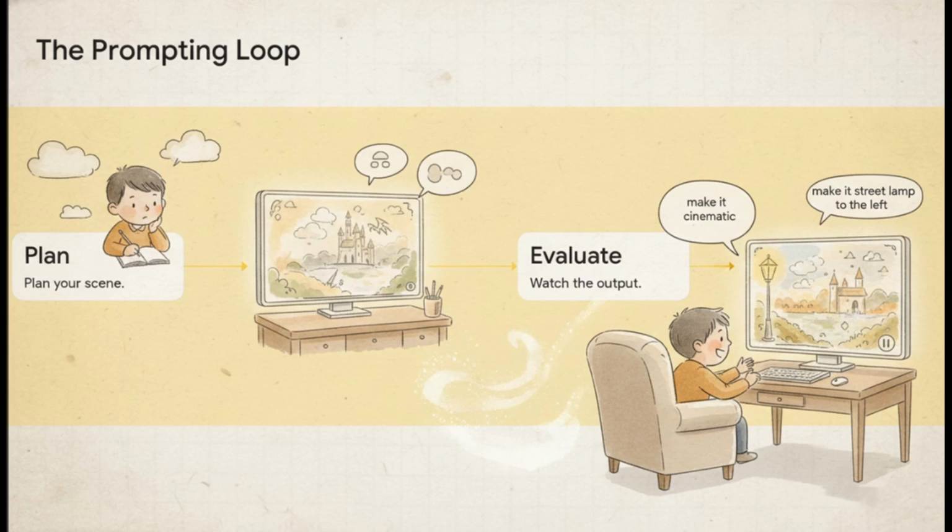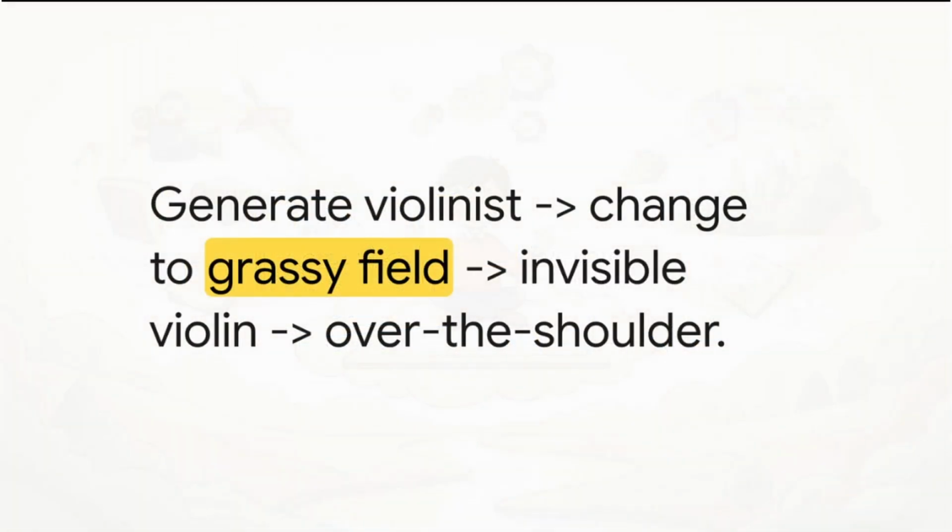You refine it conversationally. You look at the clip and just tell the AI, make it cinematic, or add a glowing street lamp to the left side, and it updates intelligently without losing the core subject you started with. Our sources highlight a completely perfect example of this conversational loop in action.